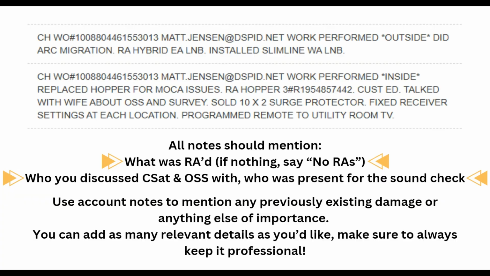Here is an example of proper notations that we look for on every single job. Please make sure your site work notes include all work done, what was RA'd, or say no RAs if there were none, who you discussed the CSAT survey with, who was present for the sound check, and who you discussed OSS with as well. Please also make sure to mention any previously existing damage or any other important details. If needed, you can always go back to a job, open the account notes, and add more.